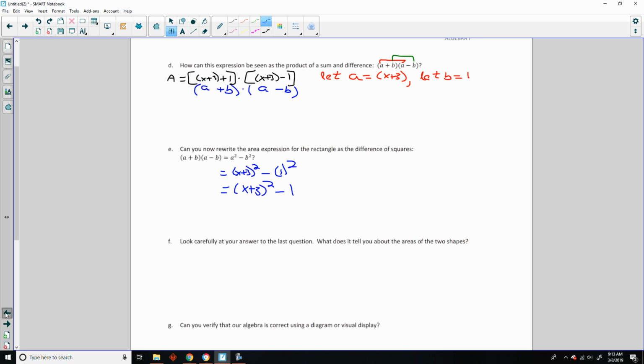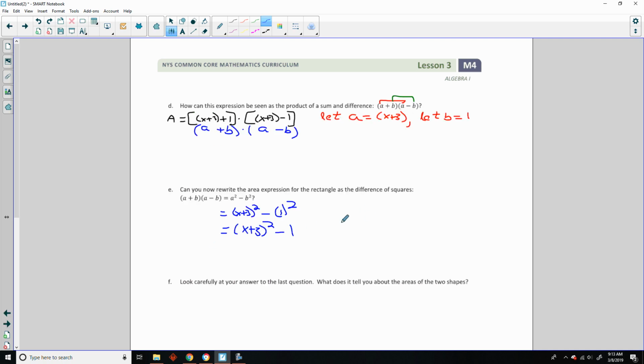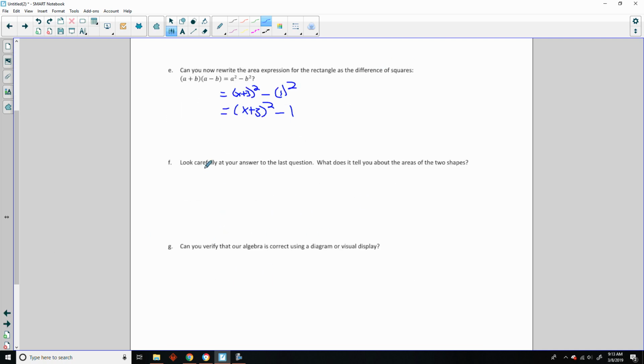Okay, so now if I go back, the area of the square is x plus 3 squared, x plus 3 times x plus 3. But the area of the rectangle is not x plus 3 squared. So what I'm saying here is, since the sides of the square were x plus 3 and x plus 3, the area of the square was x plus 3 squared. Okay, the area of the rectangle is this, which is x plus 3 squared minus 1.